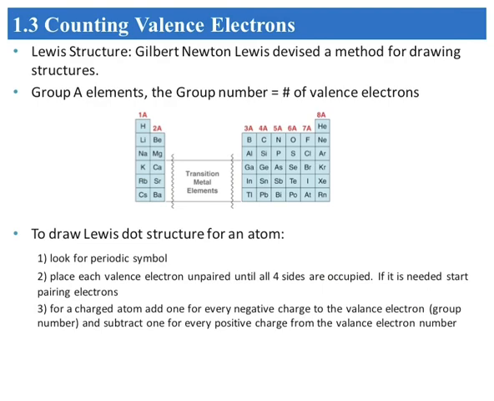Instead of drawing the atomic model for each atom, there is an easier way to identify the number of valence electrons. For group A elements, the group number equals the number of valence electrons. For example, nitrogen is in group 5A, so it has 5 valence electrons. Beryllium is in group 2A, so it has 2 valence electrons.